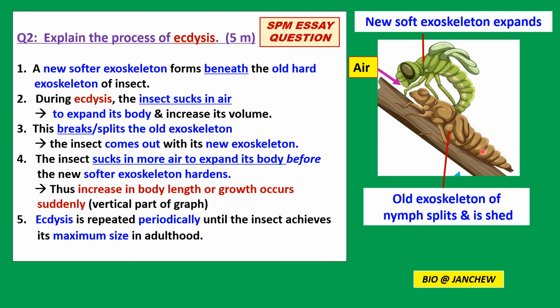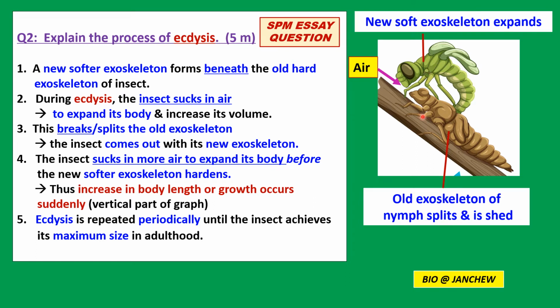Then when ecdysis is about to occur, the insect will crawl onto a branch and suck in air in order to expand its body and increase its volume. So the body tissues increase in volume through the sucking of air, but the old exoskeleton is still the same length. Through the expansion of its body, the insect will break the old exoskeleton, usually at the center part of the thorax above. This causes the insect to emerge from the old exoskeleton, as you can see here, right?